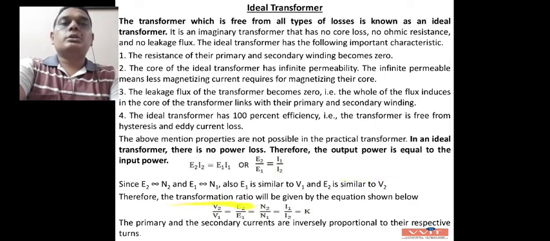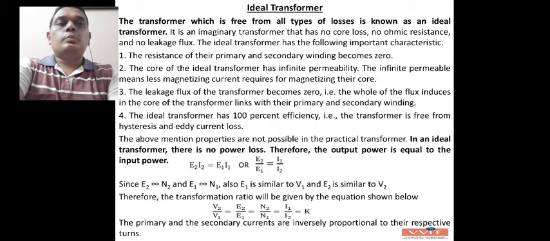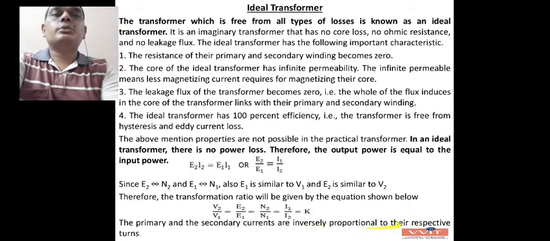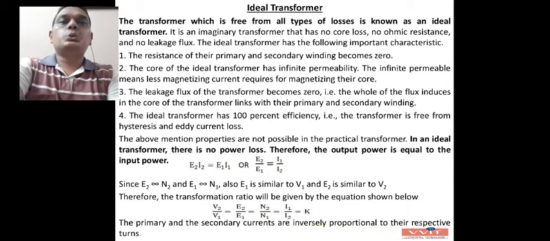Therefore, the transformation ratio is given by the equation below. Substituting, E2 by E1 and V2 by V1, E2 by E1 equals N2 by N1 equals I1 by I2 equals K, the transformation ratio. The primary and the secondary currents are inversely proportional to their respective turns.